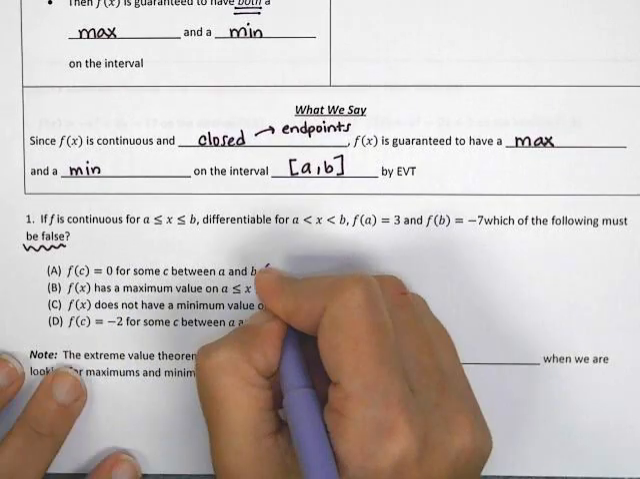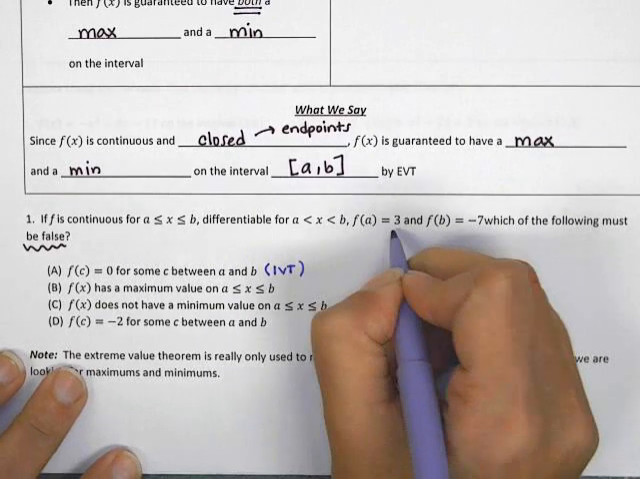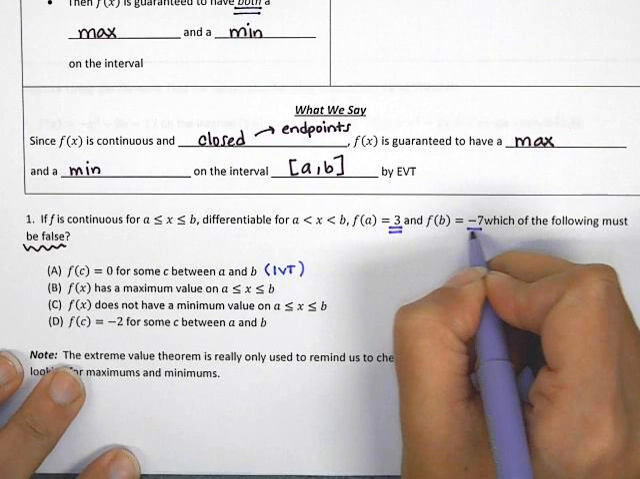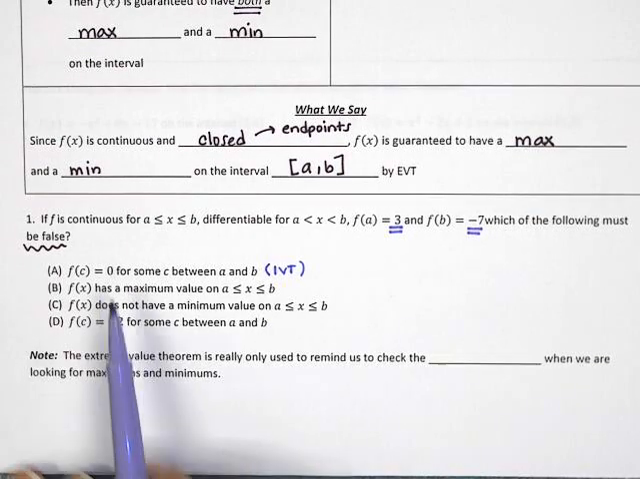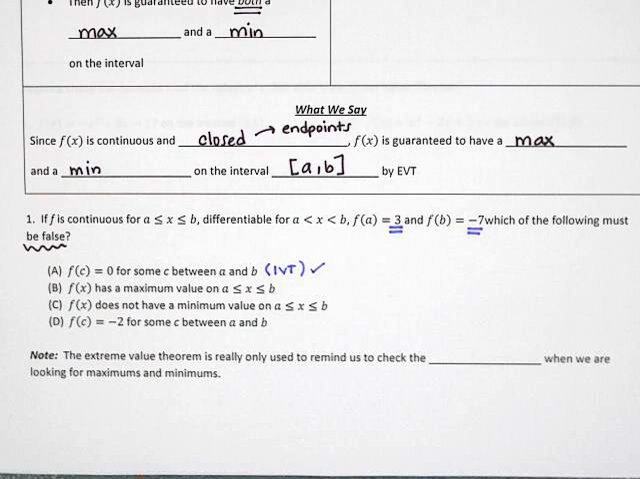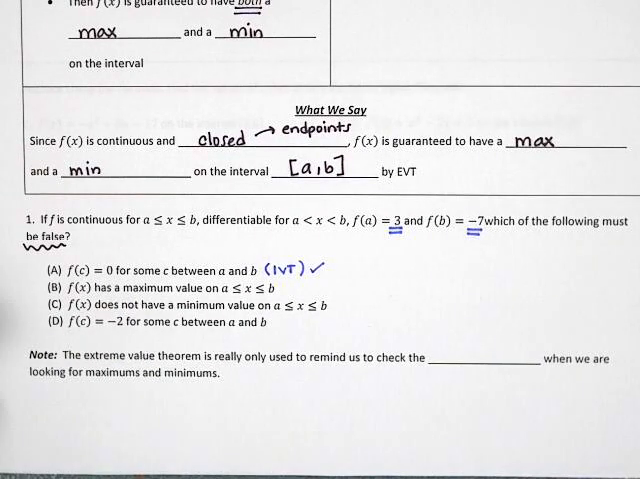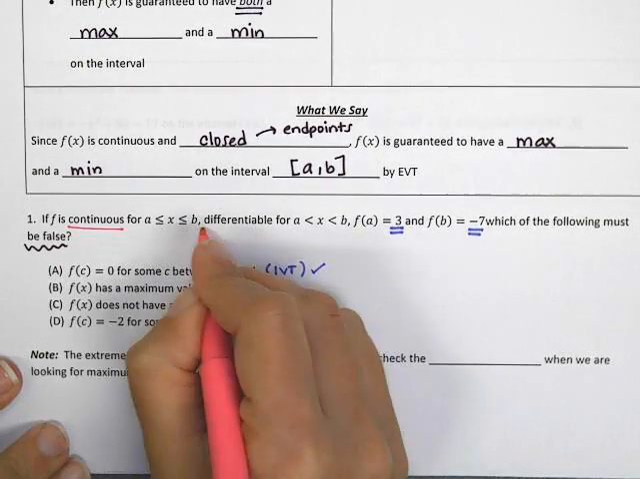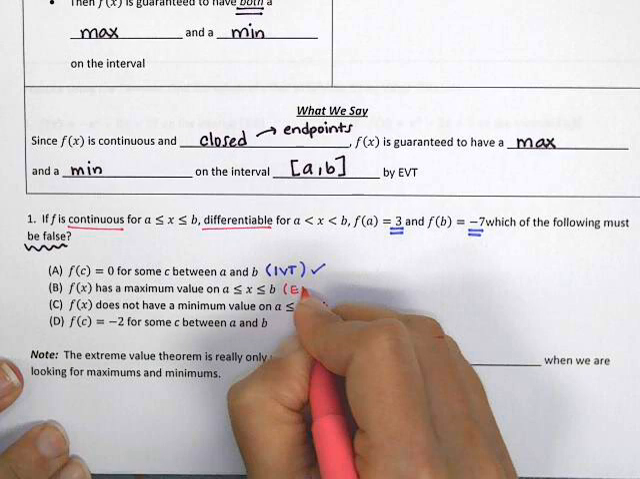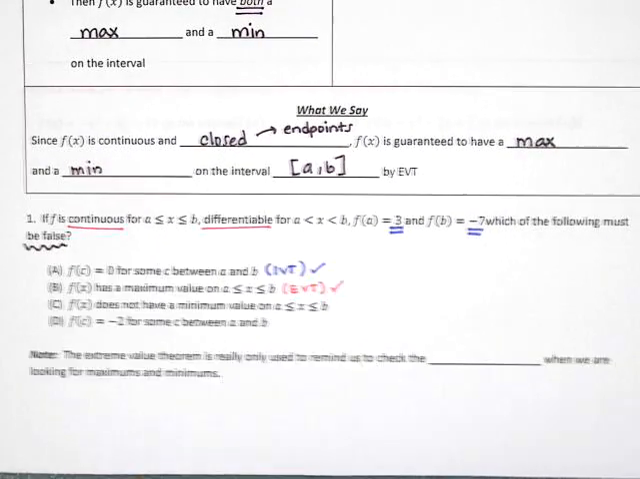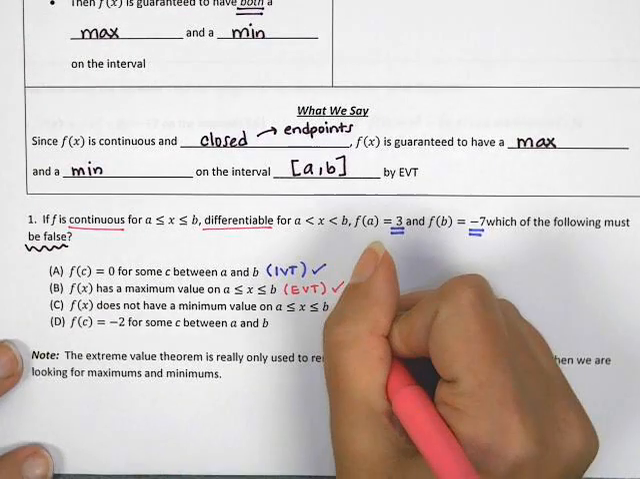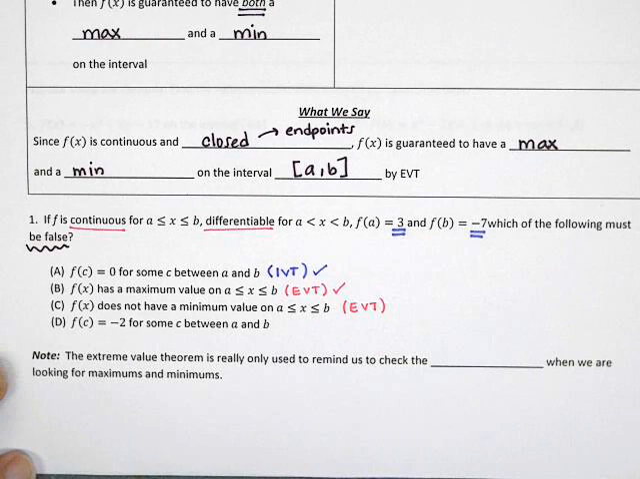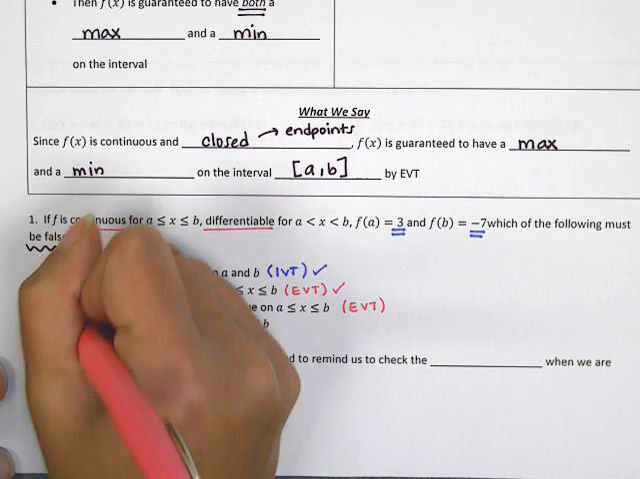Well, this is an IVT question. Because the first y value is 3 and the second y value is -7, 0 is in between them. Therefore, f of c has to equal 0. So yes, this is true. Do I have to have a maximum? Well, I'm differentiable and continuous. So the extreme value theorem says I have to have a maximum. f of x does not have a minimum. Well, the EVT says you have to have a minimum. So this guy is false.